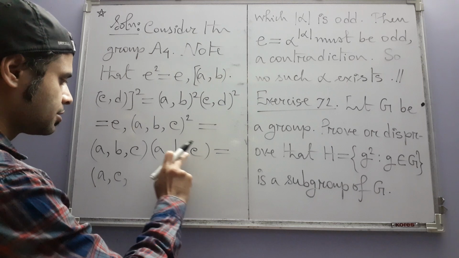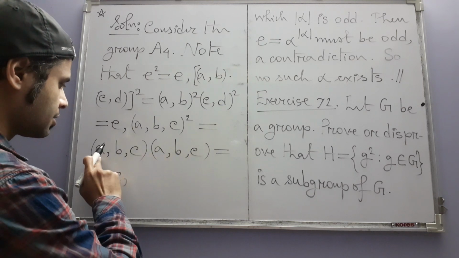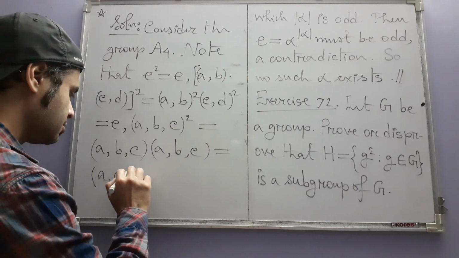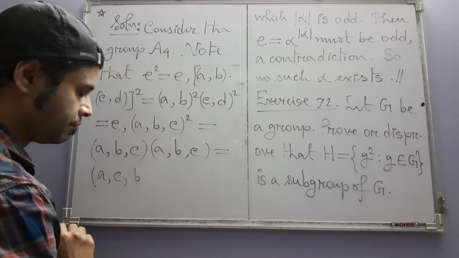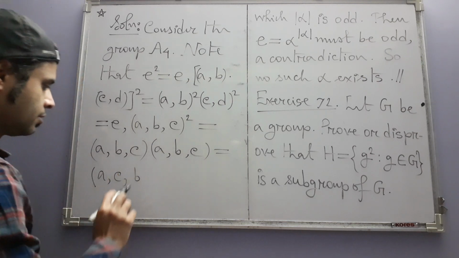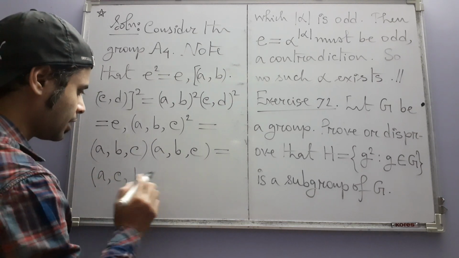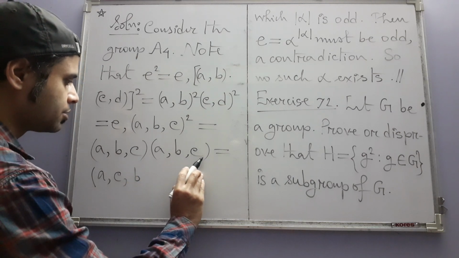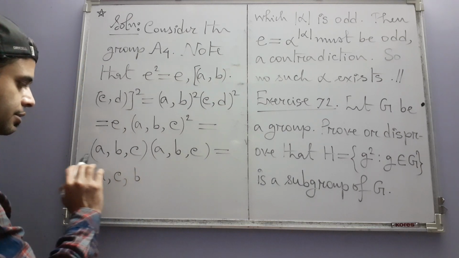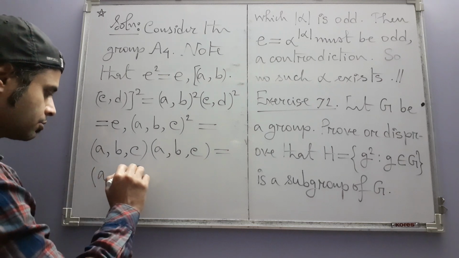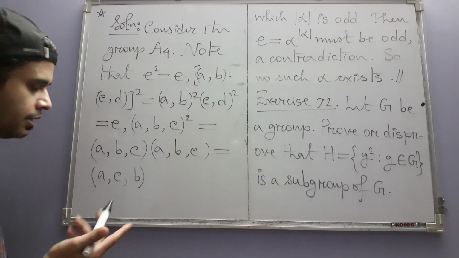Then this one sends C to A, this one sends that A to B. So that means C goes to B. Okay. And then what happens to B? B is sent to C by this one, and then that C is sent back to A. So that means B goes to A. So this is again a 3 cycle.